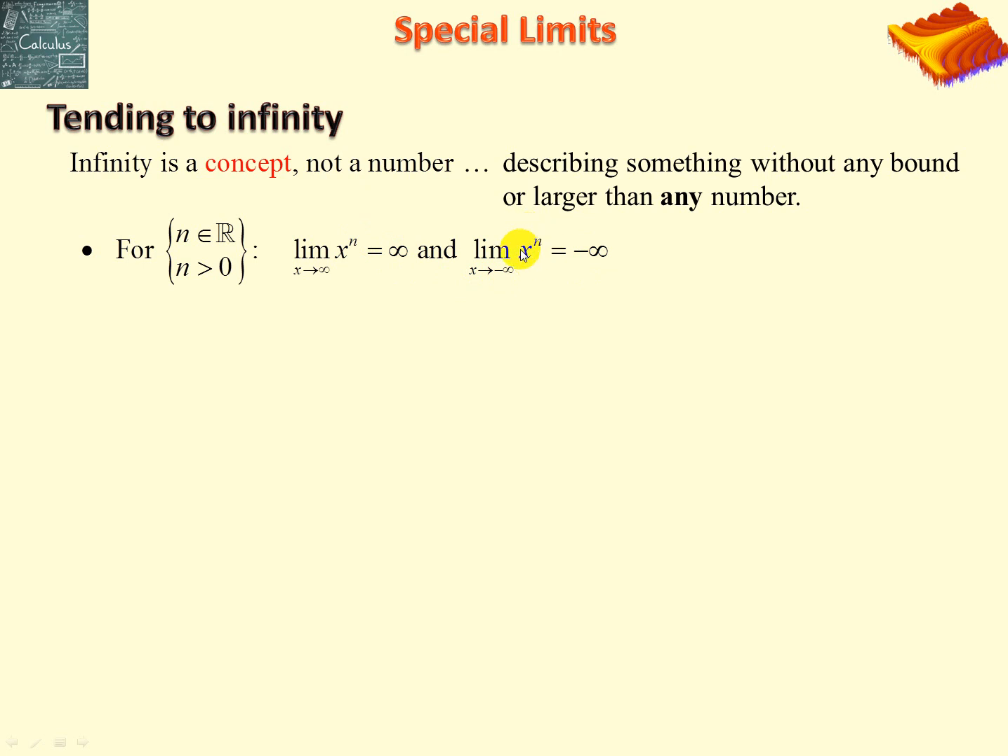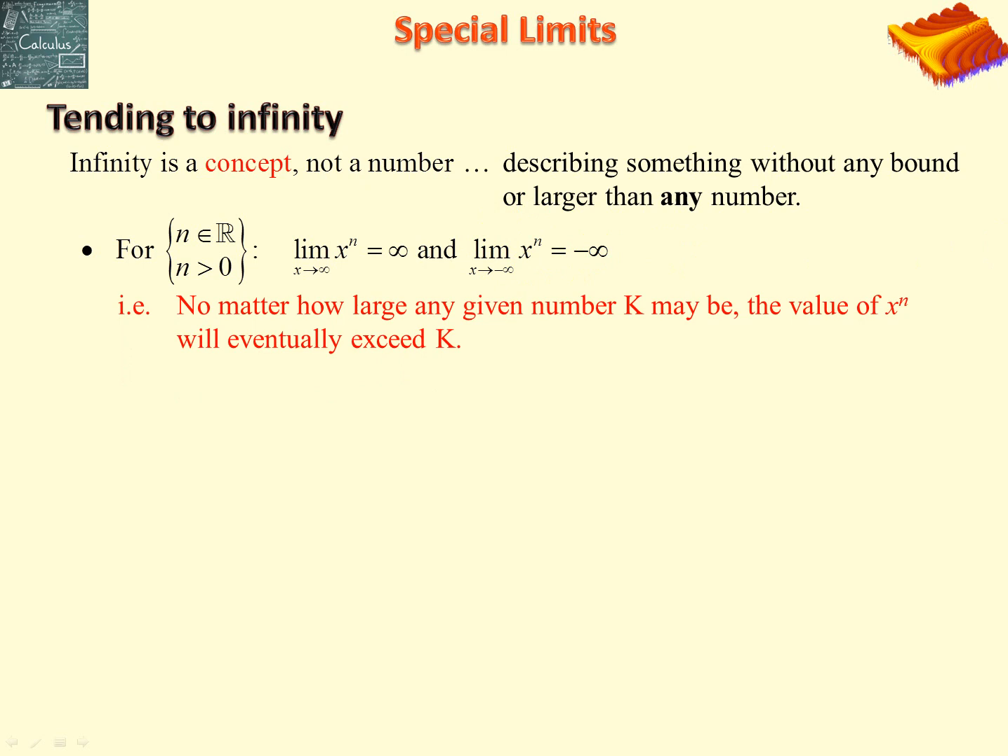And if x is tending to negative infinity, we're going to get it going towards negative infinity, though there is going to be a bit of a change here in that obviously we have to be careful of even roots of negative numbers, and there's going to be alternating signs. So this one has a bit of question in it at times, needs to be evaluated further. No matter how large a given number k may be, the value of x to the n will eventually exceed k. That's the limit going to infinity.